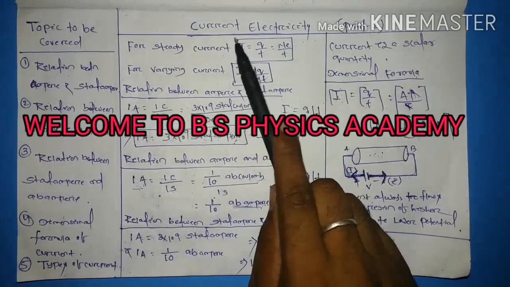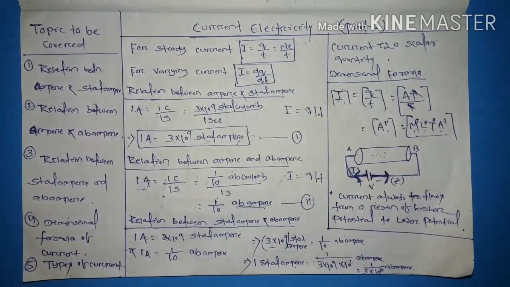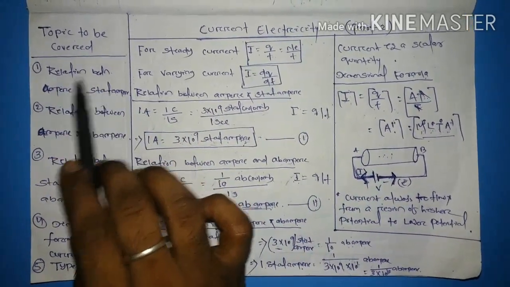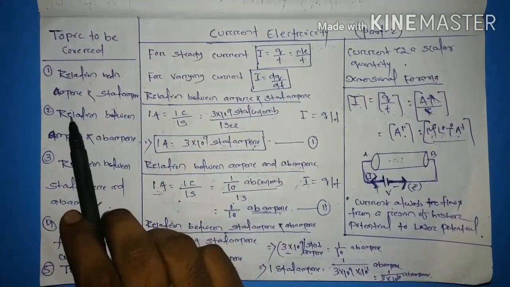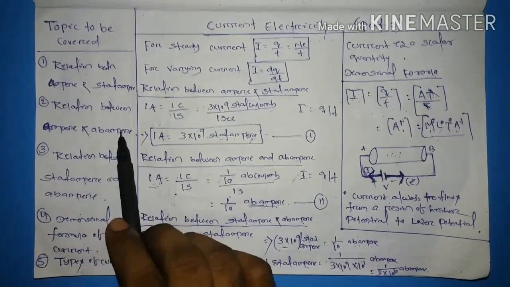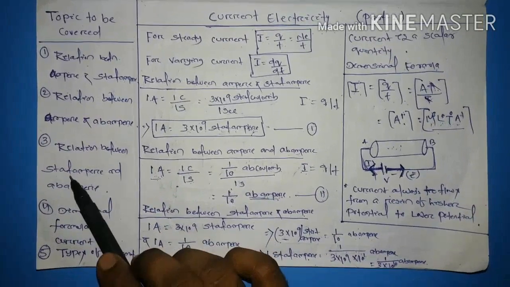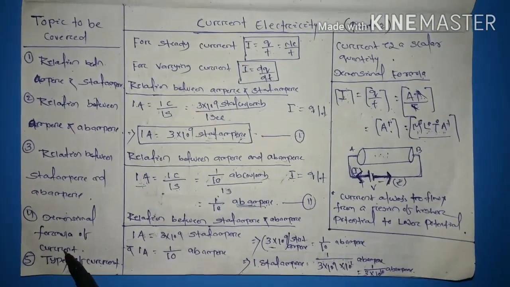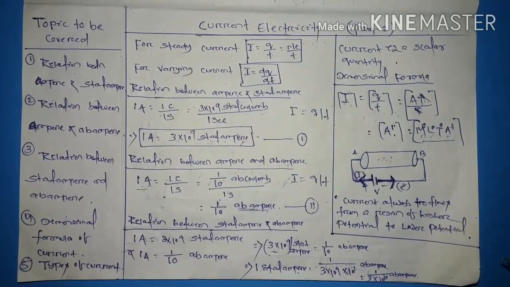Now I am going to discuss current electricity part 2. So the topics to be covered are relation between ampere and stat ampere, relation between ampere and abampere, relation between stat ampere and abampere, dimensional formula of current and types of current.